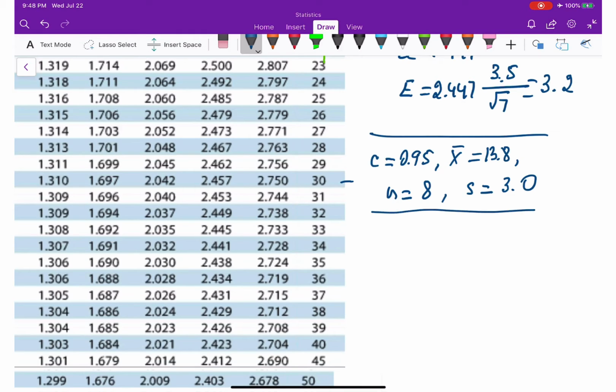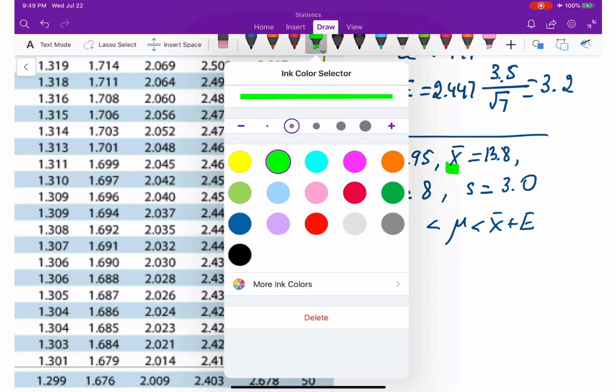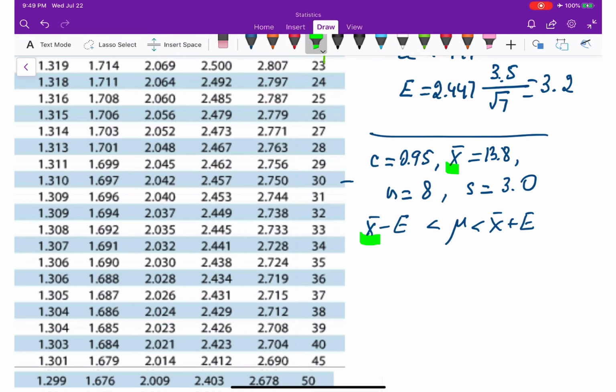So we need to find our mu, where mu is in the interval x bar minus margin of error, x bar plus margin of error. We do have already x bar. It's right here. Yes? Okay. So all we need to find is margin of error. Okay. We can do that.